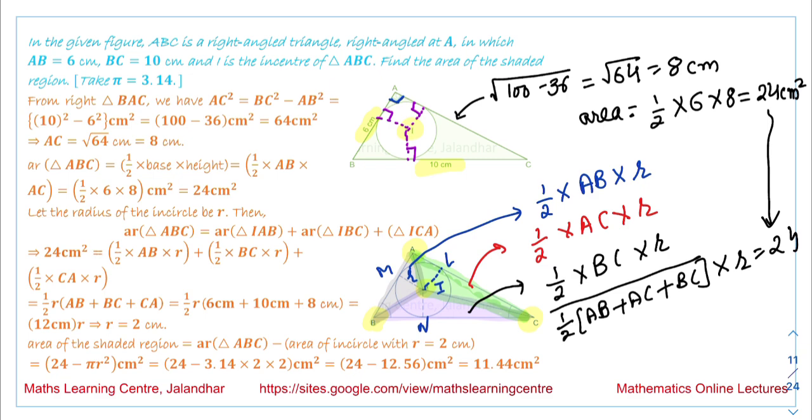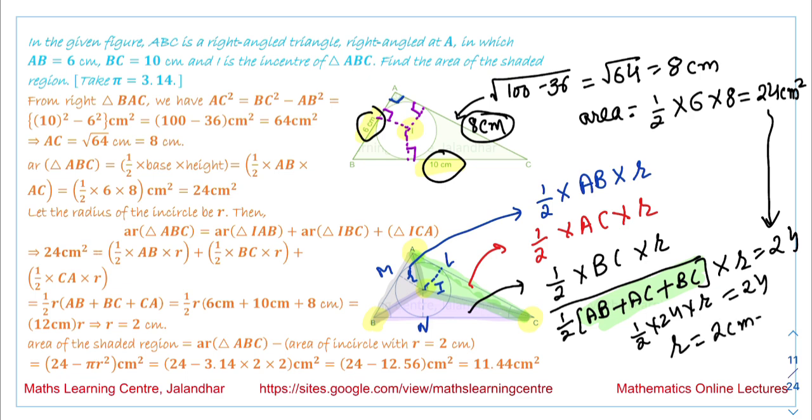Now AB plus BC plus CA, this value is 6 centimeter, 10 centimeter, and this side is 8 centimeter. So the sum of all these sides comes out to be 24 centimeter. So we get 1 by 2 into 24 into R is equal to 24. So the value of R we get is equal to 2 centimeter. So we are saying the radius of this circle is 2 centimeter.